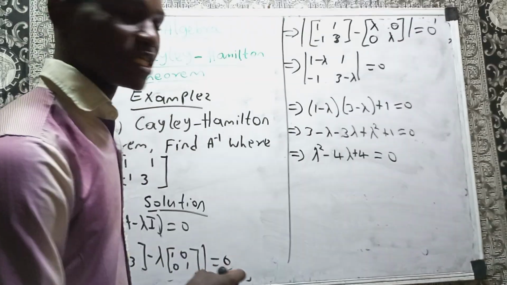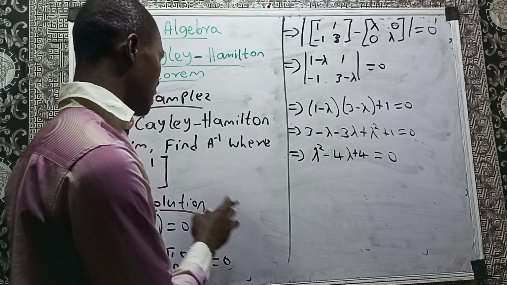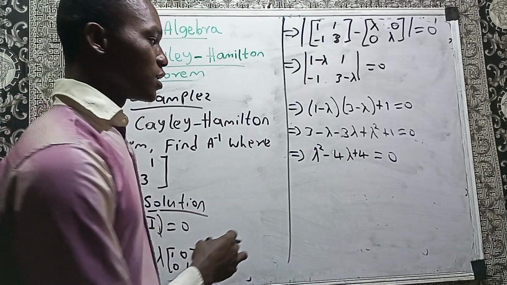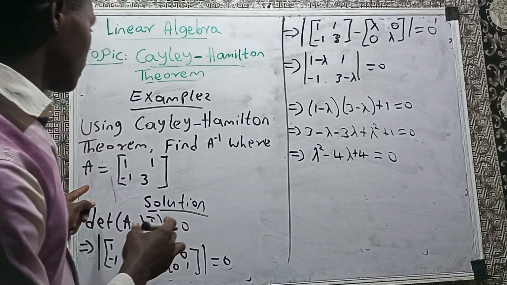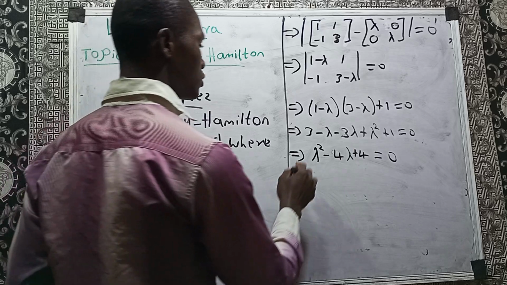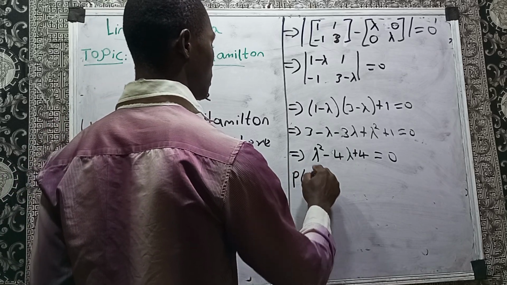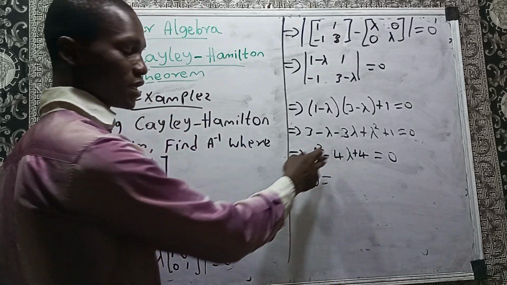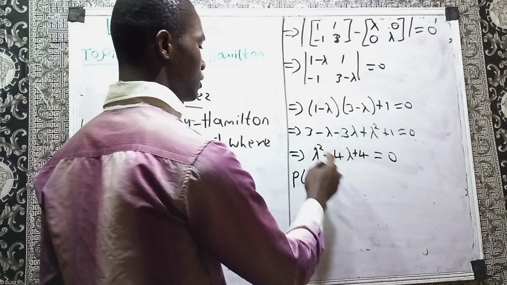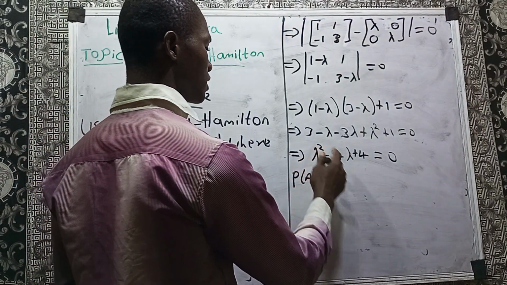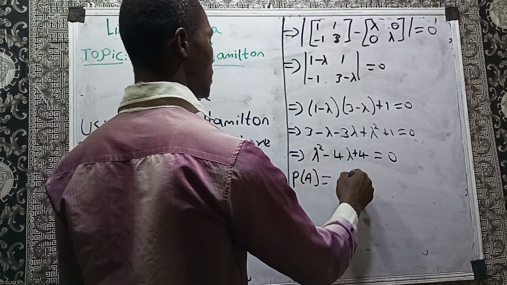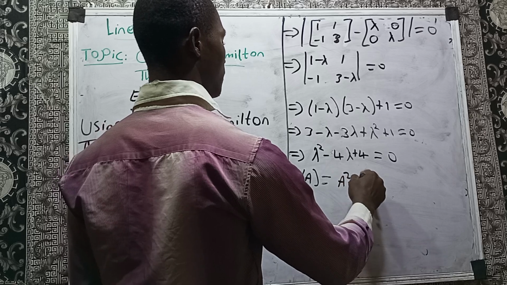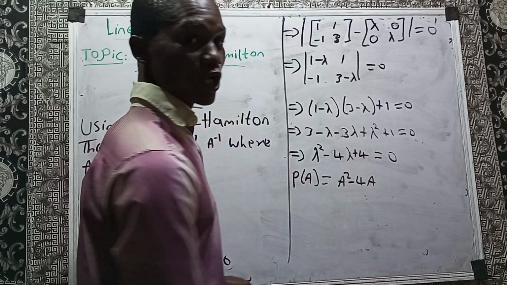Then by the Cayley-Hamilton theorem, this matrix will satisfy its characteristic equation. So P of A, we'll plug in matrix A for lambda. So you replace lambda with matrix A, that's we have A squared minus 4A. 4 is the constant, right?